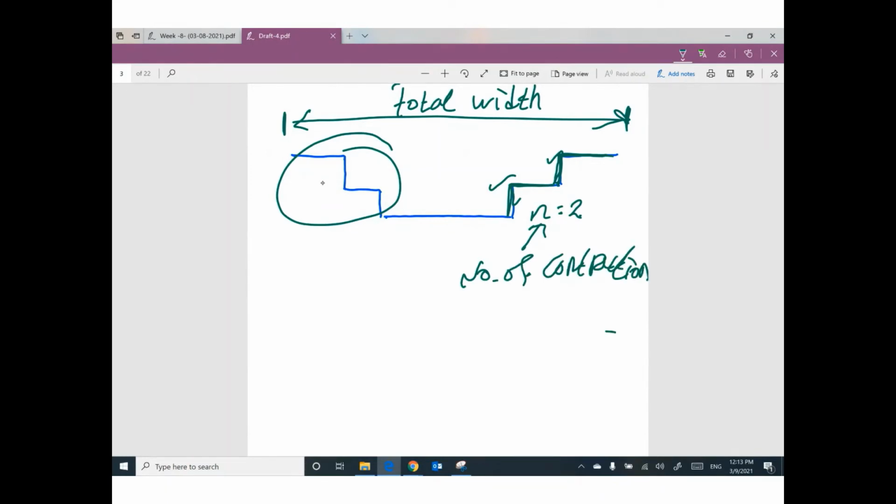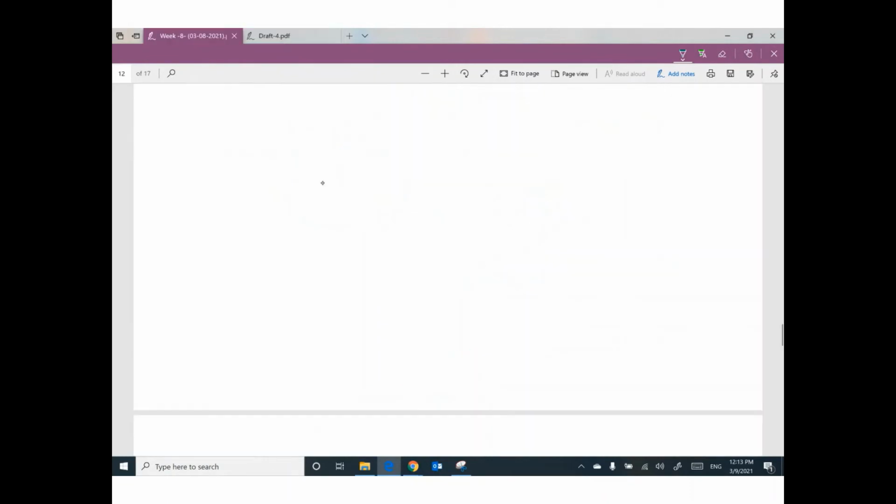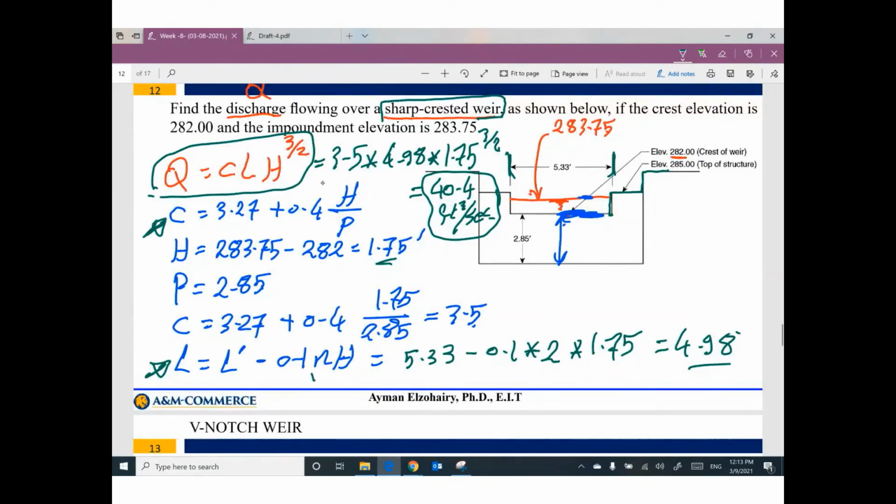I did a contraction like this, another contraction like this to build the weir. So we have 2 contractions. This value of n will be used with figuring out what is the actual width of the weir.